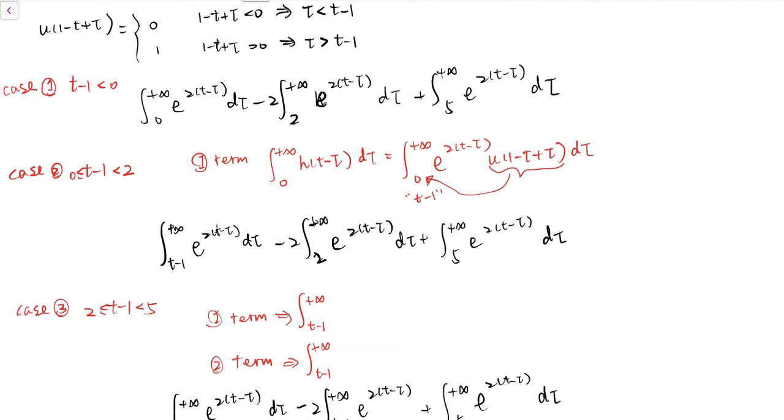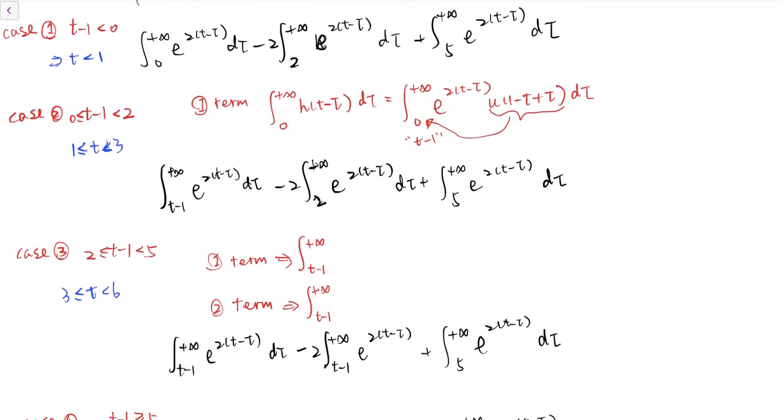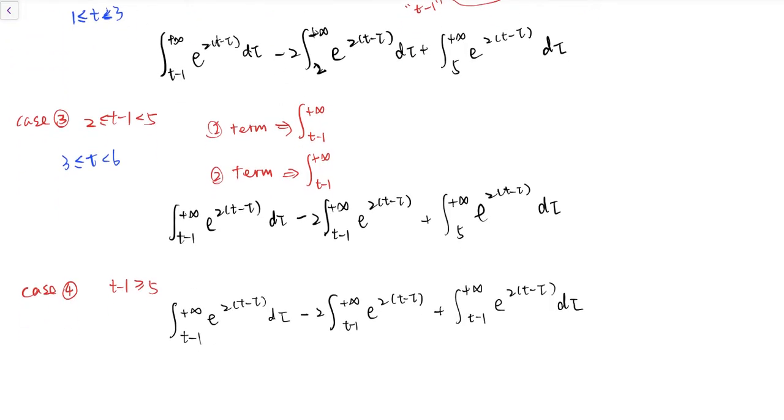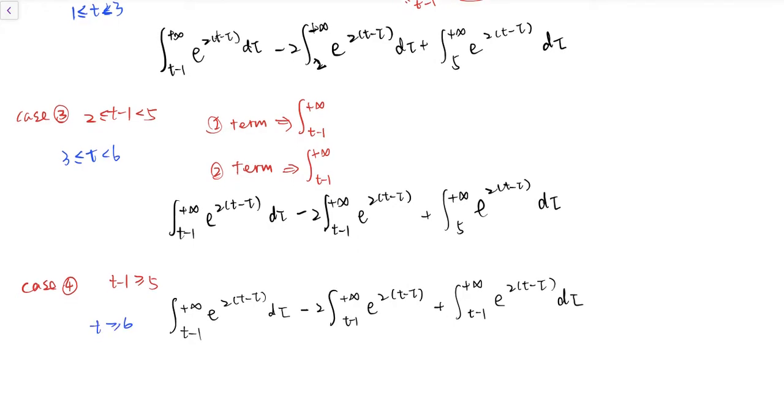So when you further calculate all the ranges, in this case t is smaller than 1, in this case t is from 1 to 3, this case t is from 3 to 6. It doesn't matter if you put the equal sign on both sides or on either side, so don't need to care about those little details. In this case, t is greater than 6.